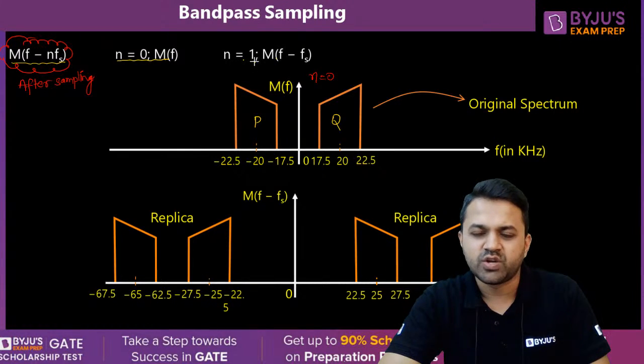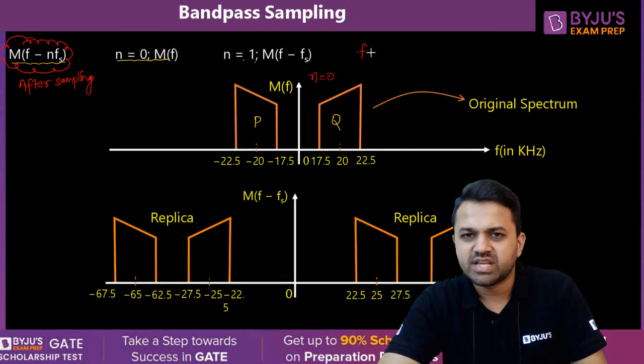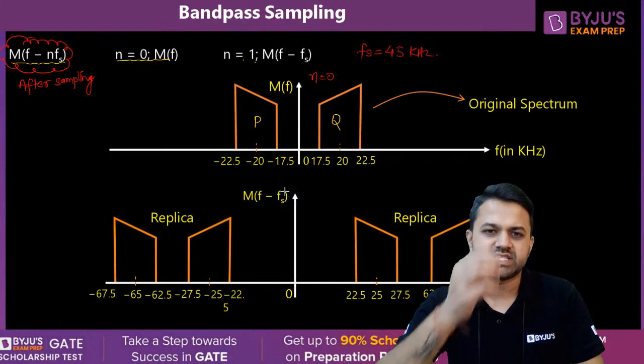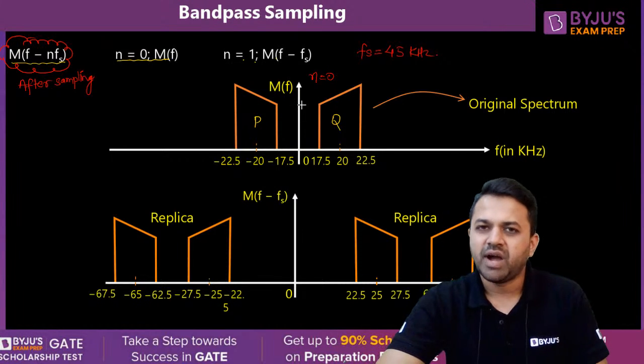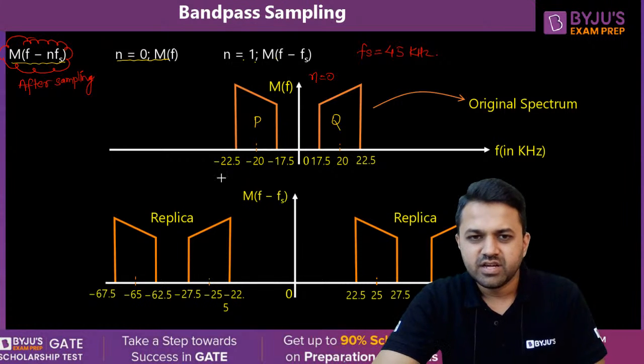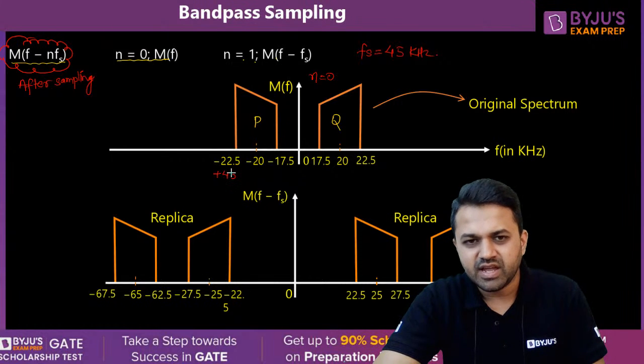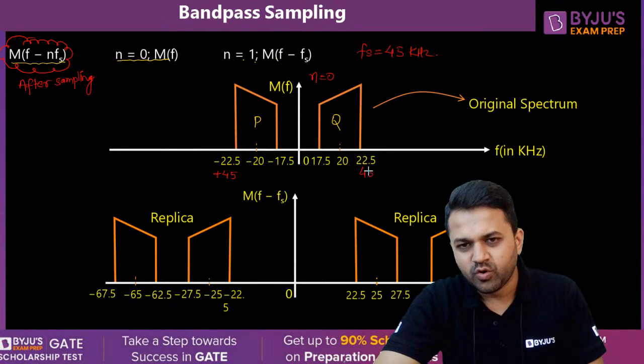Now for n equal to 1 we get M(f minus Fs). That means this spectrum has to be shifted by 45, because we have taken Fs as 45. When you shift this particular spectrum by 45 towards the right, you add 45 to the whole axis.